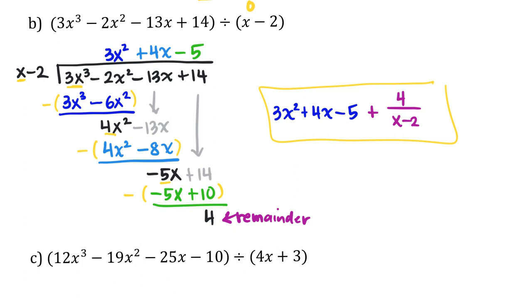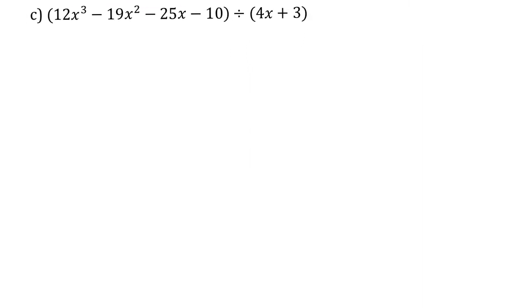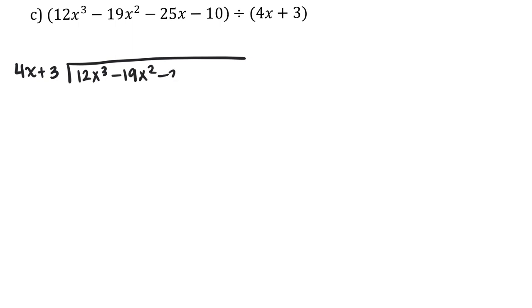Okay, ready for the next one? Okay, let's try the next one. Okay, long division. So I'm going to set up the long division. I'm dividing by 4x plus 3. Okay, only look at the first term. To get 12x cubed, 4 times 3x squared.